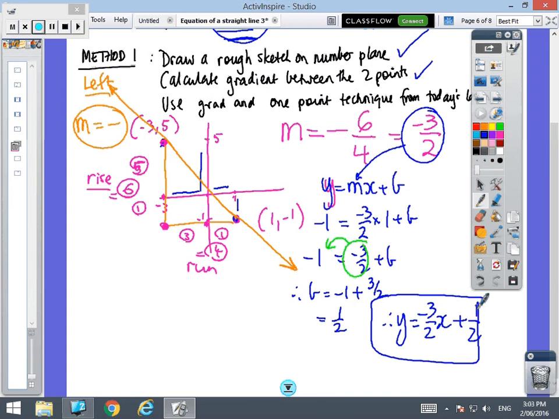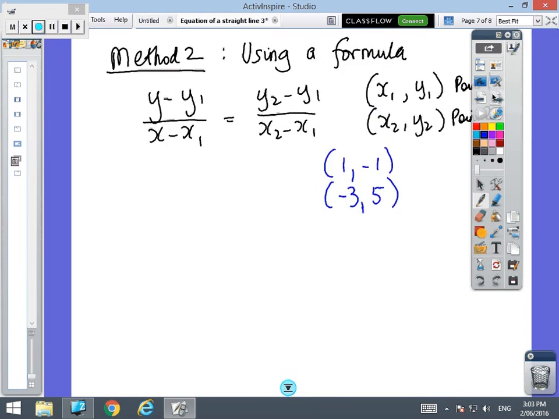Okay. So I got fractions, have to live with them. So that's method 1. Copy it down, and when you're ready, come across to the next slide, and I'll show you method 2. Okay, so method 2 is a big formula, but again, it's not super hard.